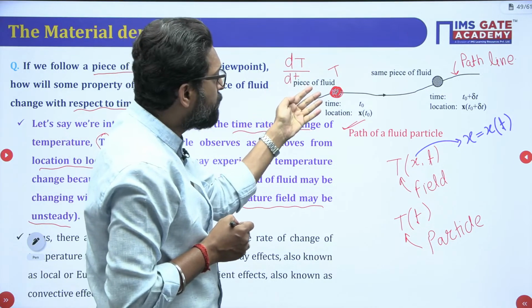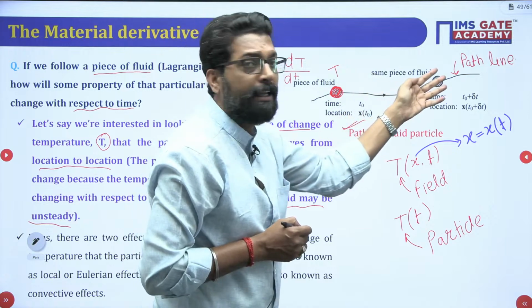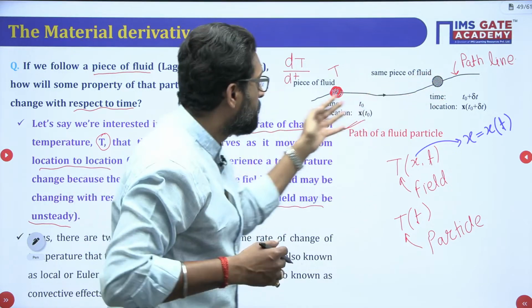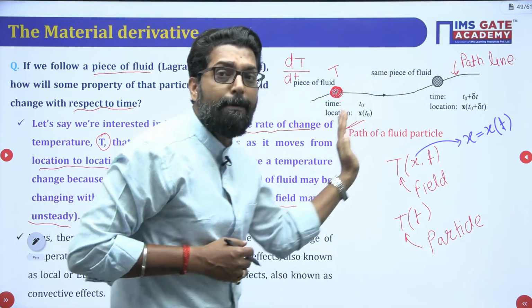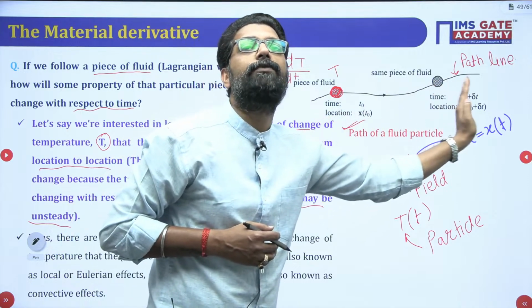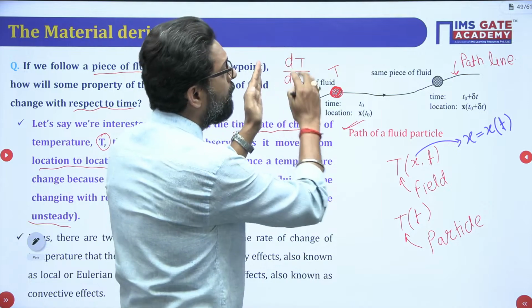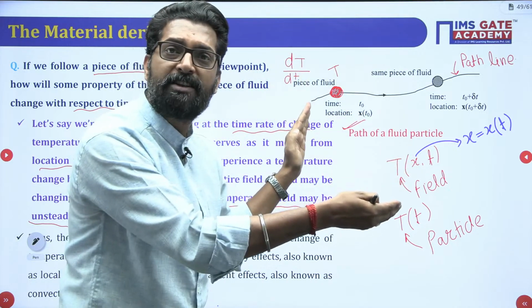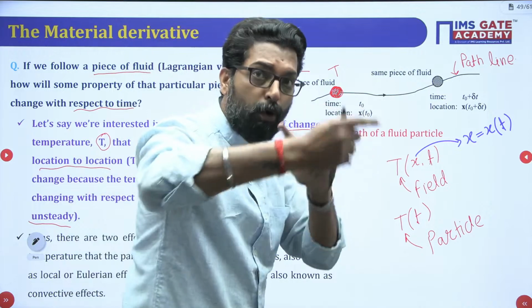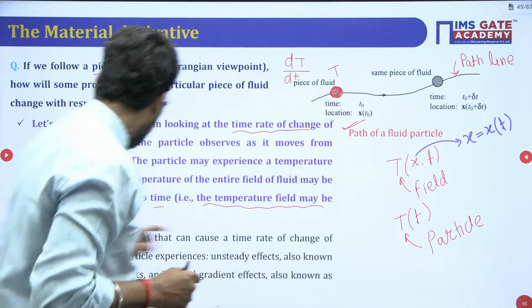But the change of the particle with respect to time also experiences different temperatures. Why? Because the field has a different temperature. So we are converting the temperature of the fluid particle with respect to the field temperature change. For that we will use the material derivative.